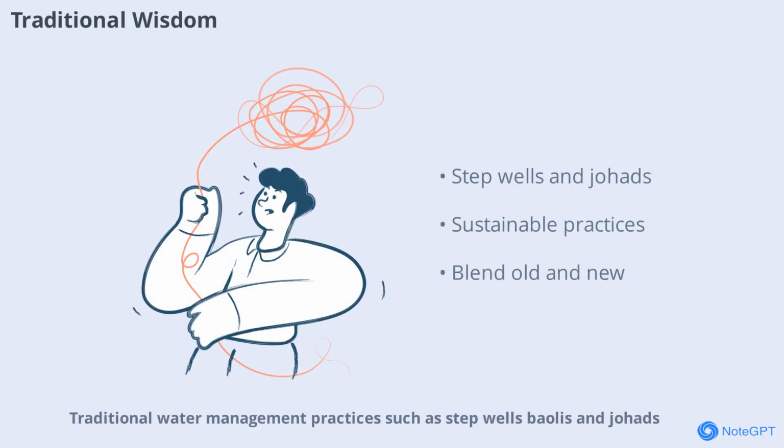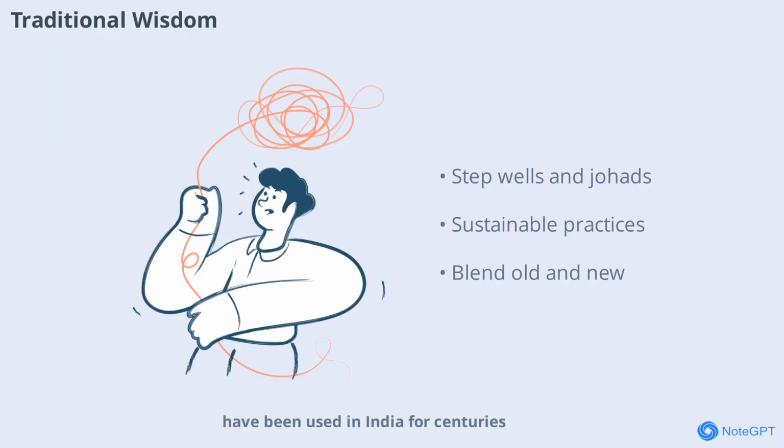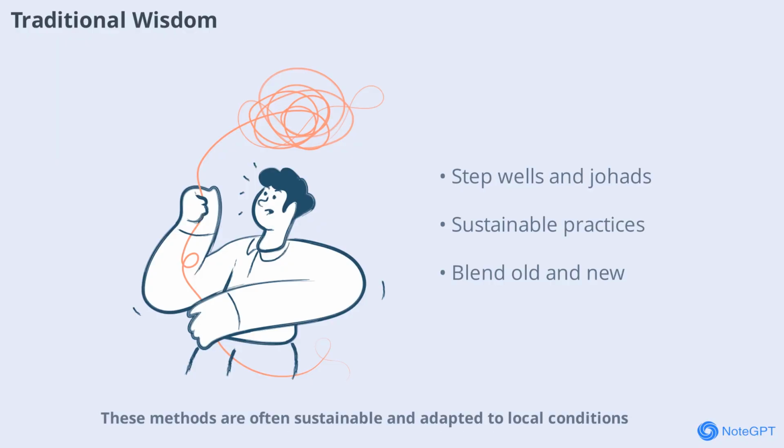Traditional water management practices such as step wells, baolis, and johads have been used in India for centuries. These methods are often sustainable and adapted to local conditions. Reviving and integrating traditional wisdom with modern techniques can enhance water conservation efforts and ensure long-term sustainability.